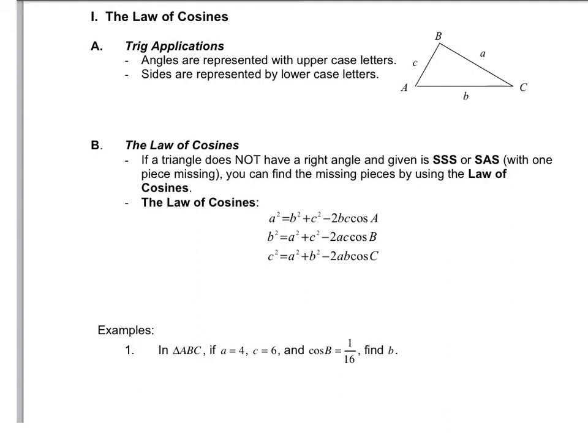with one piece missing, you can find the missing pieces by using what's called law of cosines. And if you notice, law of cosines is written 3 different ways because it depends on which side or which angle you're looking for. But what's really important is you can only use law of cosines if you have side, side, side, or side, angle, side. If that's not what you're dealing with, then you can't use law of cosines. Let me show you what I mean.